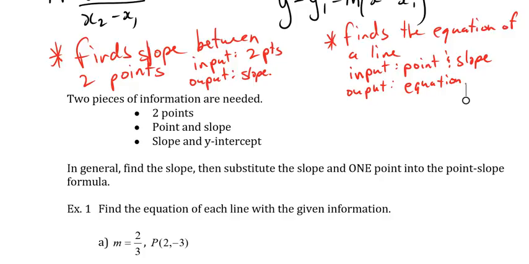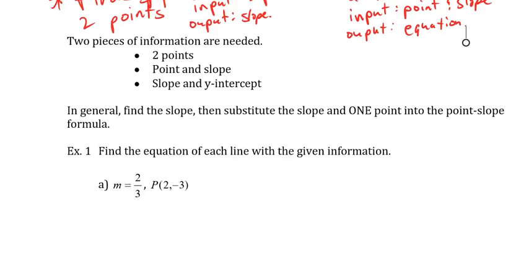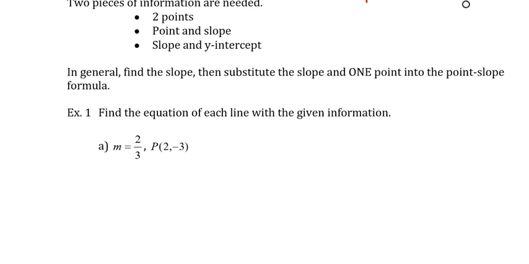The first part of all of these questions is identifying the information that you're given. So the very first question, you're given it directly. If you take a look, Example 1, find the equation of each line with given information. Slope equals 2 over 3, and I have a point 2 comma negative 3. I'm just given slope and a point. Very straightforward. But it's not always that obvious.